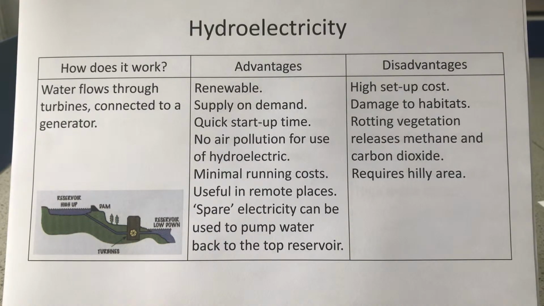Disadvantage: high setup costs. You've got a massive dam there. It's going to damage the habitats of the animals and plants living in that area. Where the land has been flooded, the vegetation that rots releases methane and carbon dioxide, so indirectly there is release of pollutant gases to the atmosphere, and it requires a hilly area. You've got to have the gravitational potential energy of the water so that it can then flow downwards to turn those turbines.